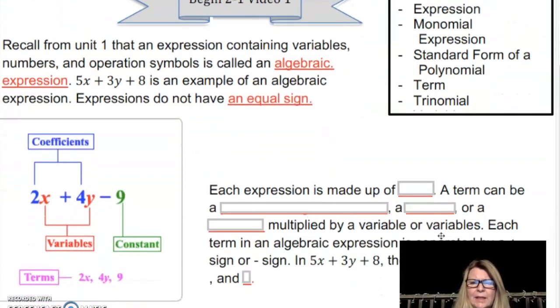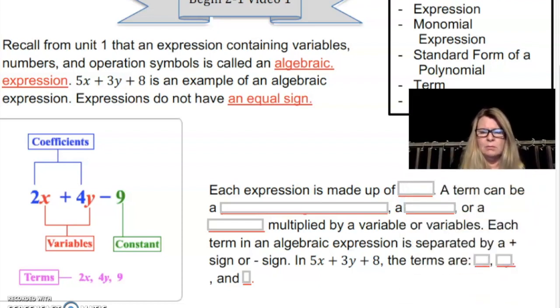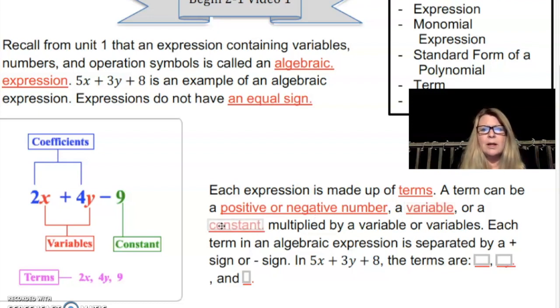Now each expression is made up of things that we call terms. We've been using that vocabulary as we worked in Unit 1. A term can be anything. It can be a positive or negative number, it can be a variable, or it could be a constant multiplied by a variable or variables. Each term in the algebraic expression is separated by a plus or minus sign.